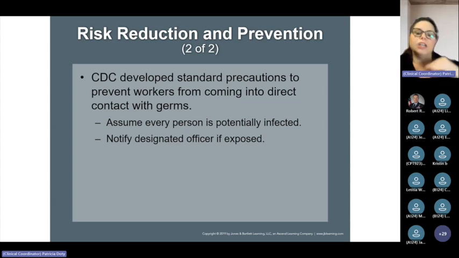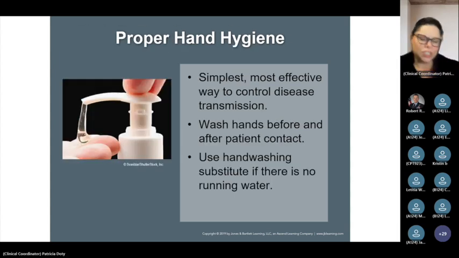And so it says notify designated officer if you're exposed. So it could be an exposure to someone with tuberculosis. It could be a needle stick. So all of those different things of when you are exposed, you definitely want to notify your designated officer, and that's going to be your protocols. And generally speaking, you're going to call your supervisor.